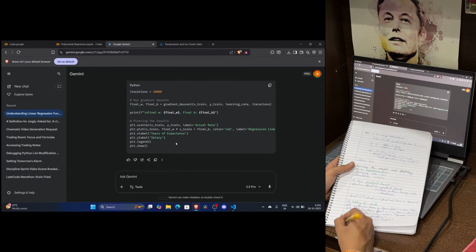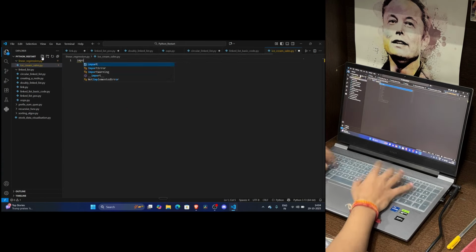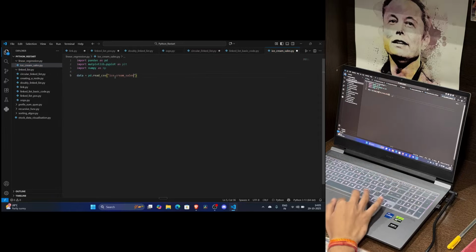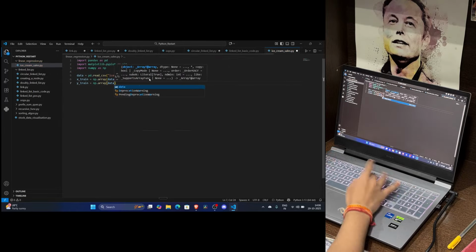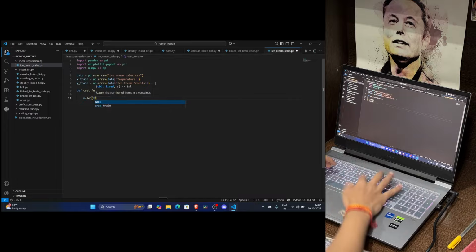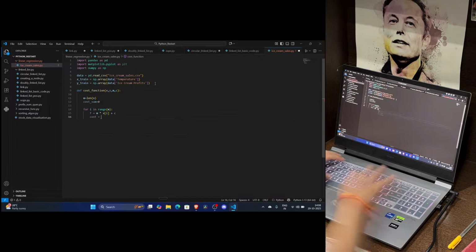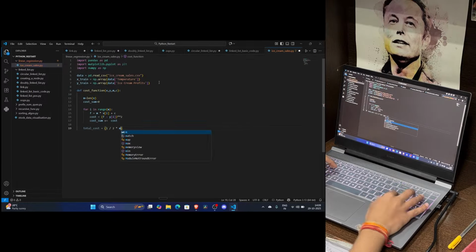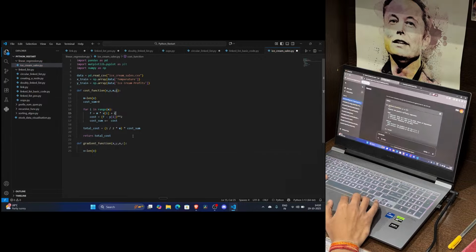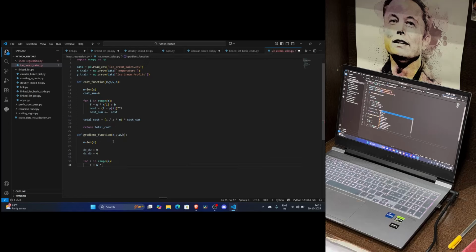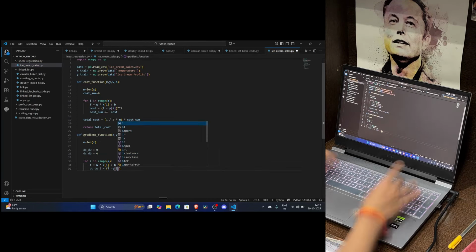I spent some time reading the code and understanding all the math behind how these three functions work together. Then, it was time to code the linear regression model myself. First, I downloaded a dataset from Kaggle for ice cream sales. It has two columns, temperature and sales profit. The goal was to see if profits increase as the temperature rises.